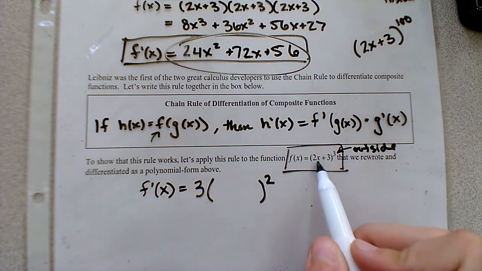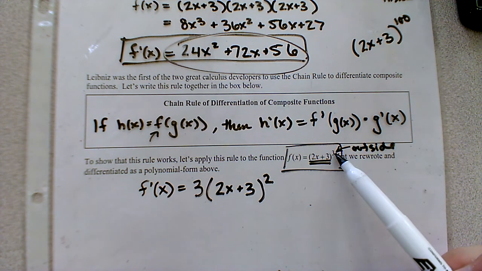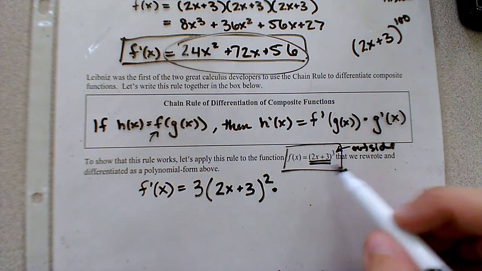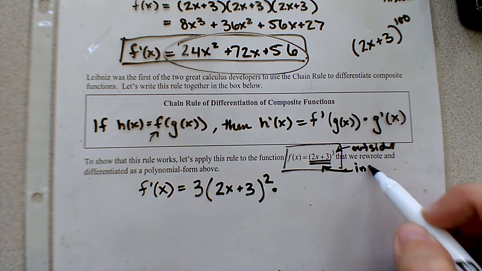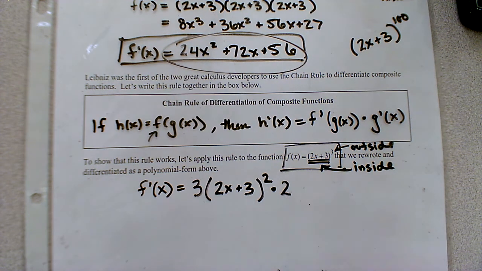We have to keep the inside quantity the same because we haven't really touched that layer yet. This is just like peeling away the outer layer by finding its derivative. So we took the derivative of the outer piece, we kept the inside the same, and then we're going to multiply by the derivative of the inside piece. So the inside for this example was 2x plus 3, and that derivative would be 2.